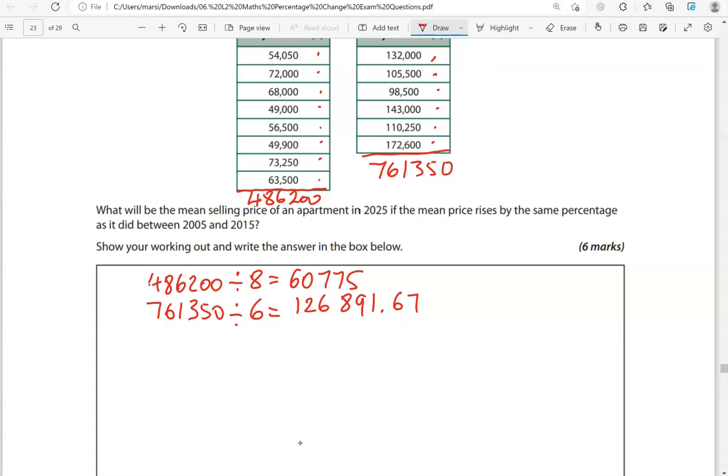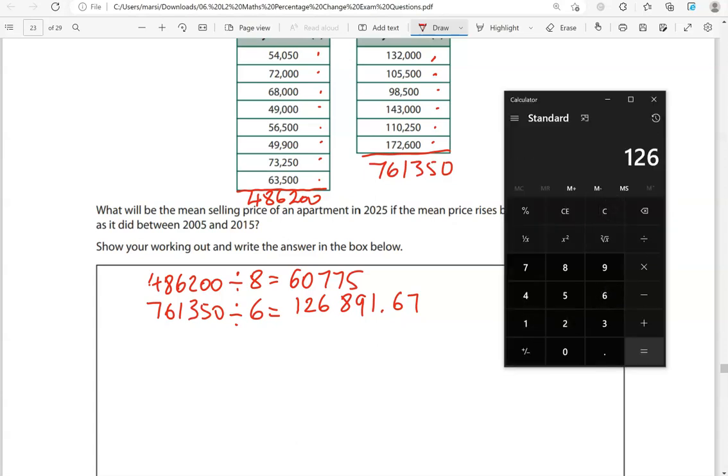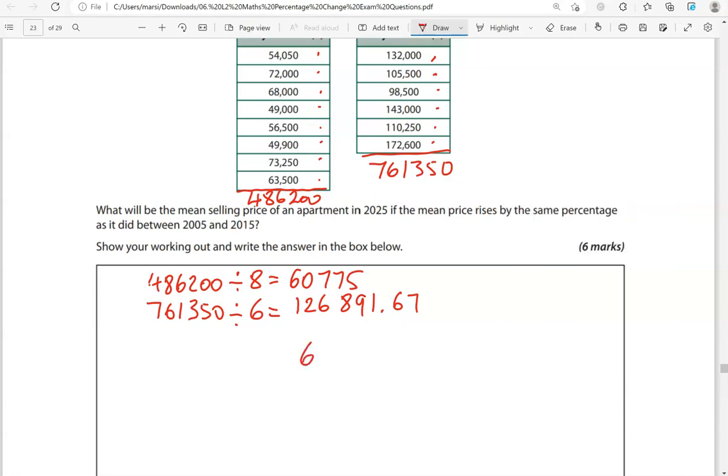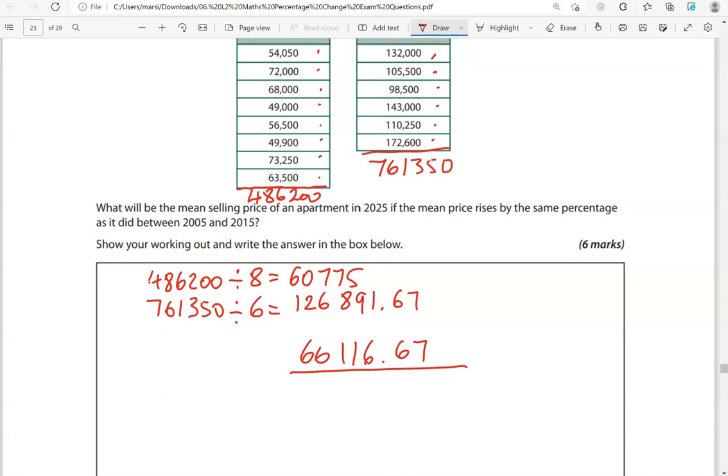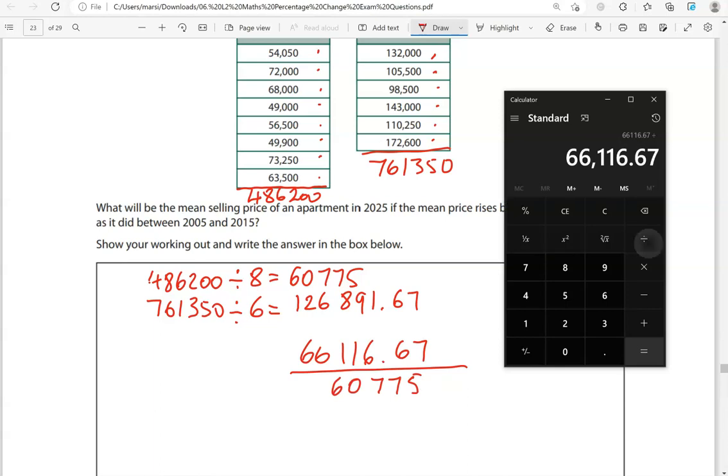So we're going to do 126,891.67 take away 60,775. That gives us 66,116.67. That is out of 60,775, which was the original mean. And that gives us 1.87, which when we multiply by 100 to get the percentage, because that's a decimal, this is 108.79.